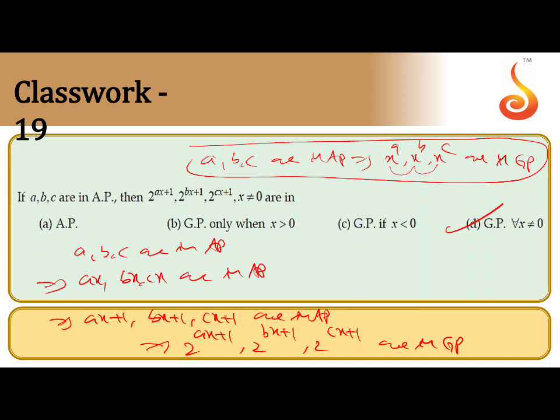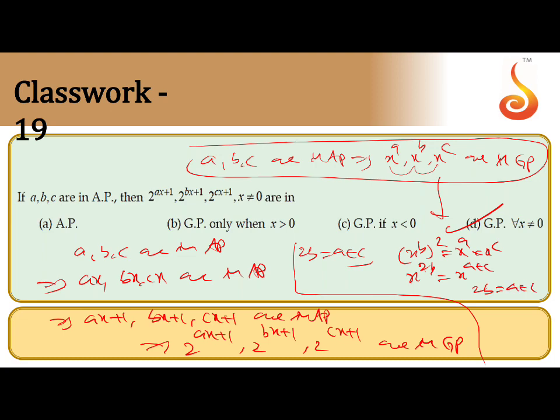I will explain here how this comes about. A, B, C in AP means 2B equals A plus C. If these are in GP, then x power B whole squared equals x power A into x power C. So x power 2b equals x power a plus c, then 2b equals a plus c. That means both are equal, so 2b equals a plus c, which means they are in AP. That's the property, just remember it. If A, B, C are in AP, then anything power A, B, C, even as a linear combination, will always form a GP. I hope everyone understands.